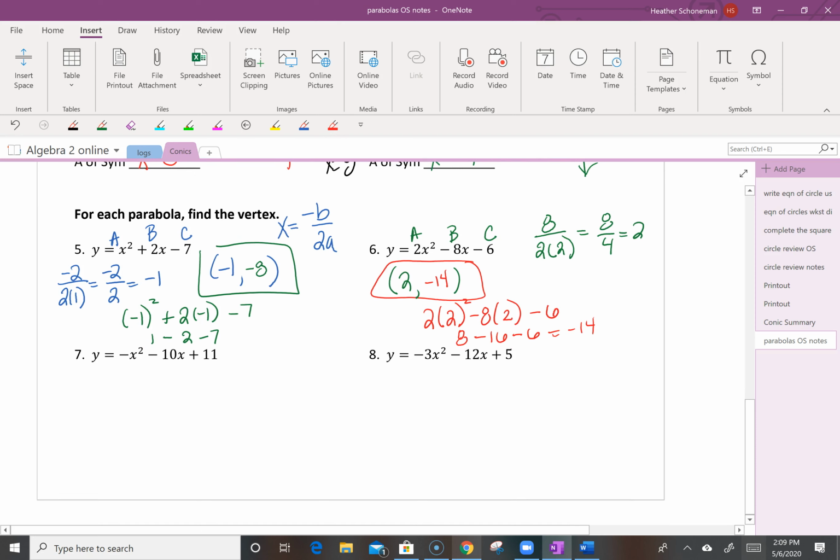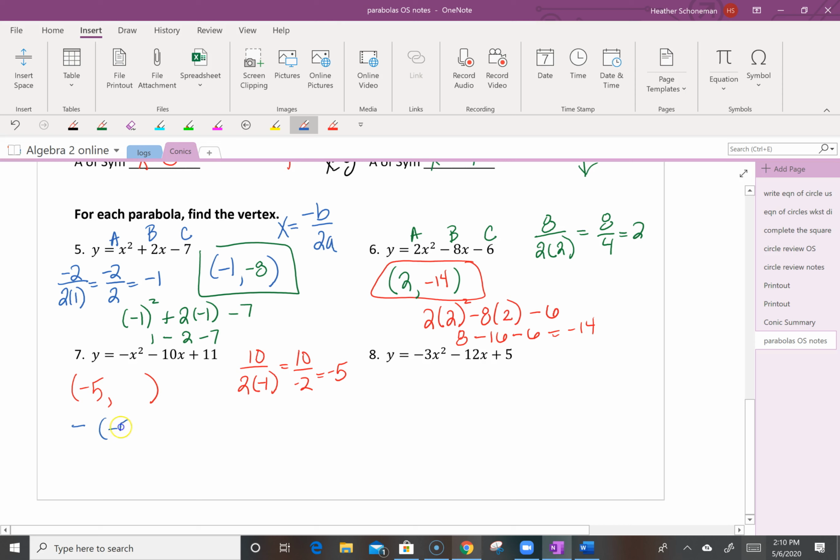Okay, number 7. The vertex is the opposite of B, so that's positive 10 over 2 times A, which is negative 1. So that's 5 over negative, just kidding. That's 10 over negative 2, which is negative 5. So that is the x-coordinate of the vertex. Now we're going to take it and plug it in to find the y-coordinate.